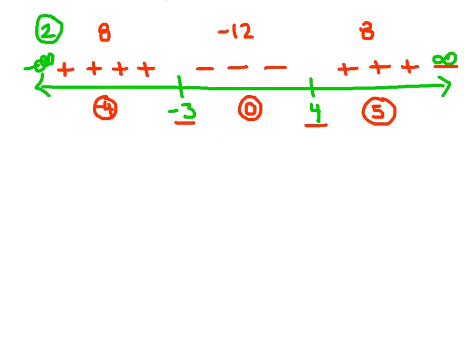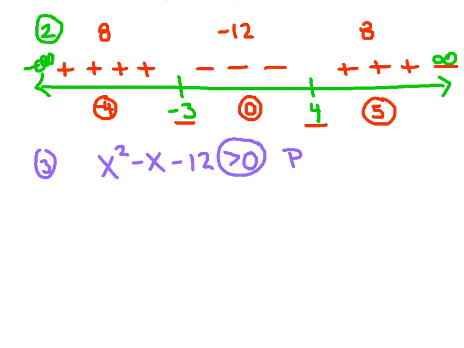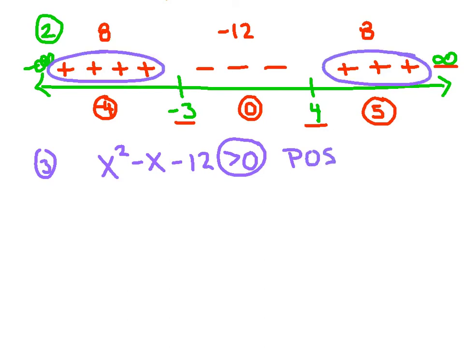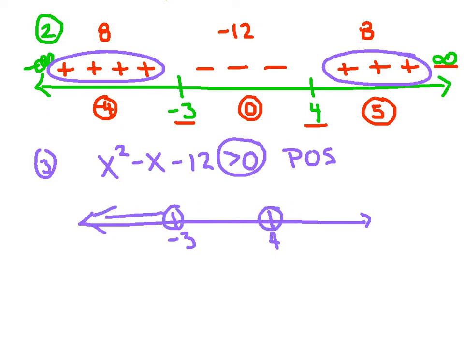Our third and final step is to identify our solutions. Now, just to refresh your memory, our original problem said x squared minus x minus 12 wanted to be greater than 0. Greater than 0 implies that we're looking for positive numbers, aka the plus signs that we used up here. On our number line, once we identify our roots, I'm going to use open circles because our inequality was greater than, it did not say greater than or equal to.